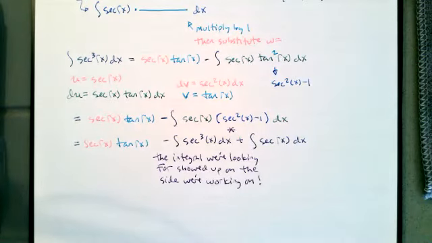This is like when you spend half an hour looking for your keys and you find out they were in your hand the whole time. So the integral that we're looking for showed up on the side that we're working on. So the strategy is to add it to both sides. And then the integral of secant x is an integral that we know.